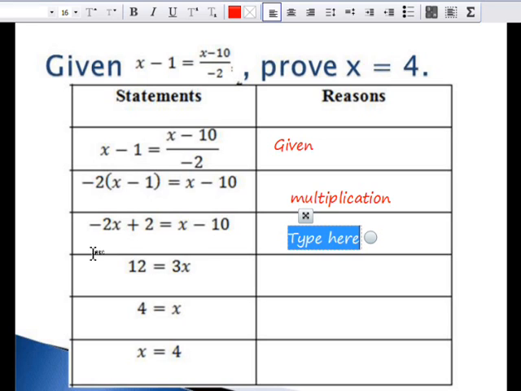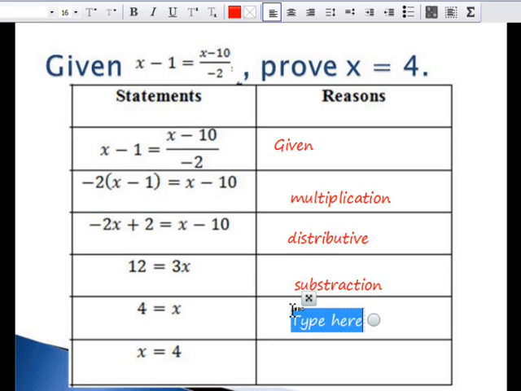After that, the only difference here is from this to this, and that's the distributive property. Okay, after that, we subtracted from both sides. We subtracted x from both sides and 2 from both sides, so we did it in one step. Here it's division. And here, that is symmetric.